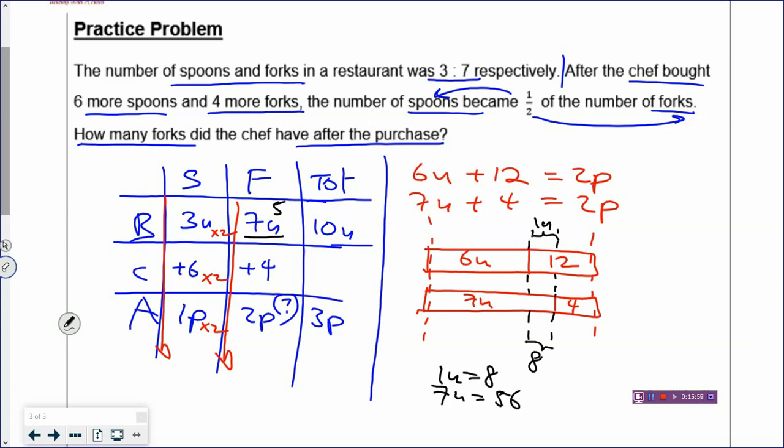That will be 56. So one of the guidelines to the table method is whatever numbers you have found, you put into the table. So that it becomes clearer and clearer like a model. And then now you can see that 56 plus 4 and you get 60. Of course, you have to show your steps, how you get 60. So 56 plus 4, 60 forks after the purchase. So the chef has 60 forks in the end. And you solve the problem using the table and the model together.